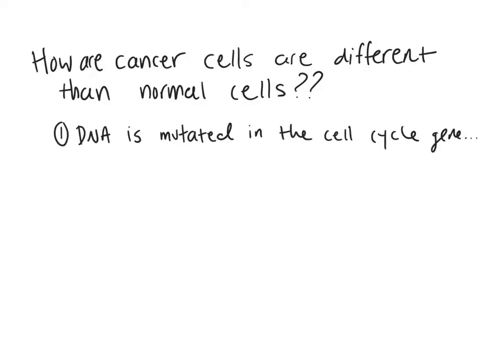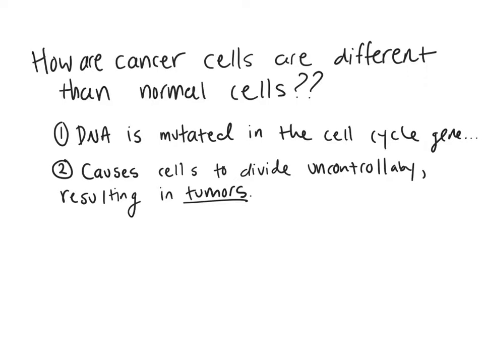So this is going to cause the other changes in structure of the cancer cell. Because DNA is mutated in the cell cycle gene, this is going to cause cancer to divide uncontrollably, and it's just going to cause these massive lumps called tumors. So normal cells have a sense of personal space. When they're bumping up against each other, that is a signal to those cells to not divide anymore. It's called density-dependent inhibition. And when cancer cells bump into each other, they just don't care. They have no sense of space, and it forms these giant lumps.